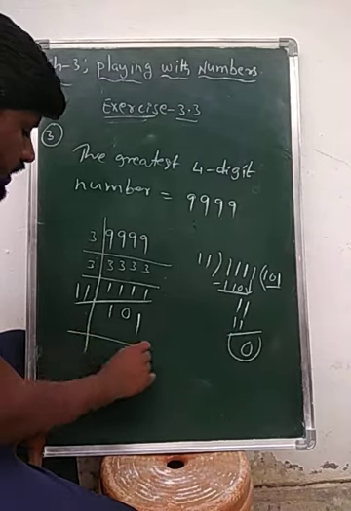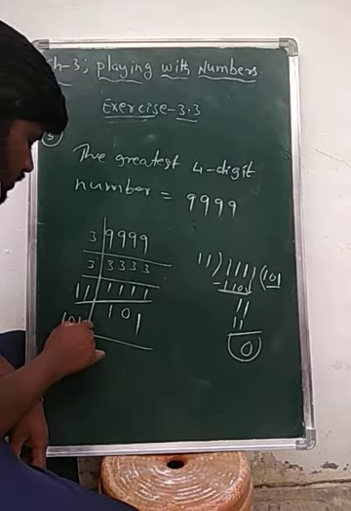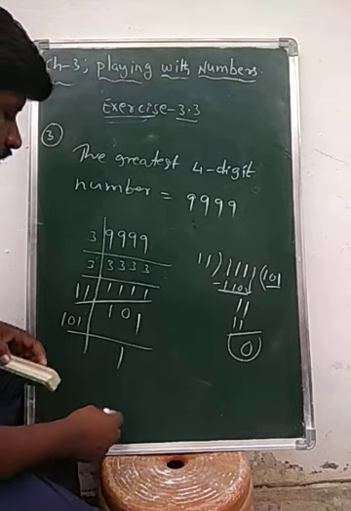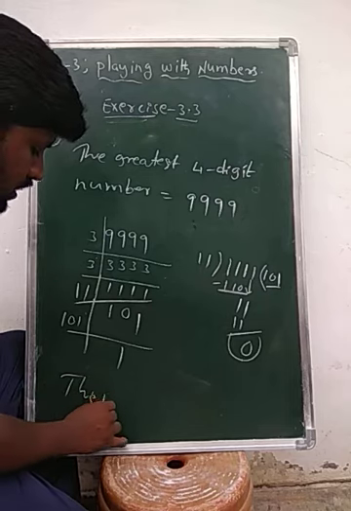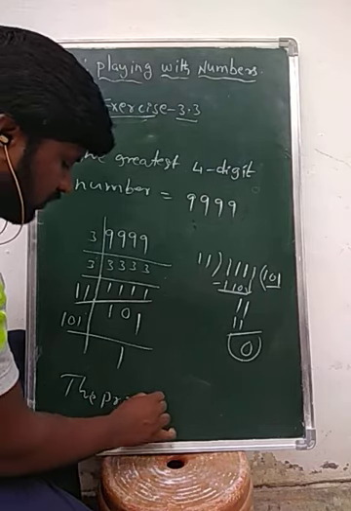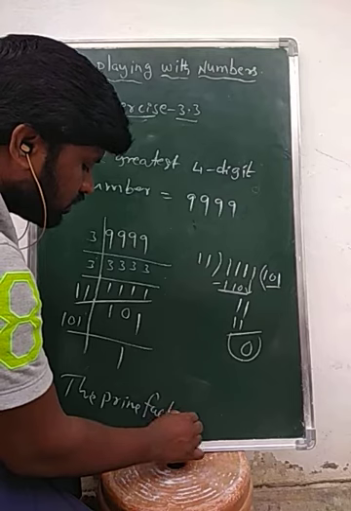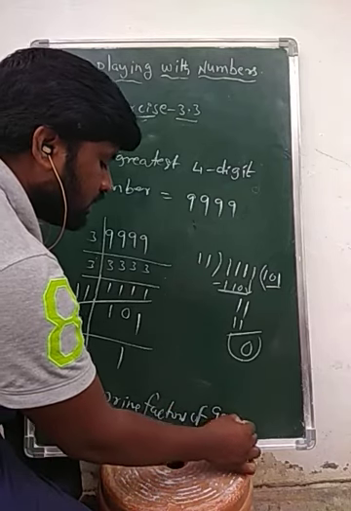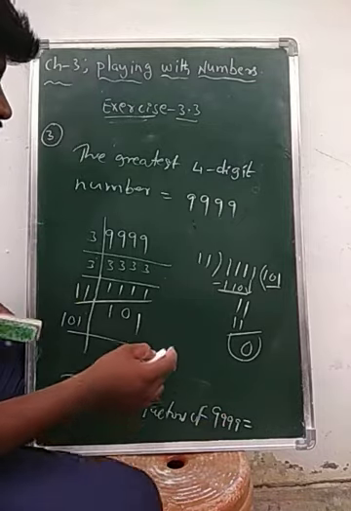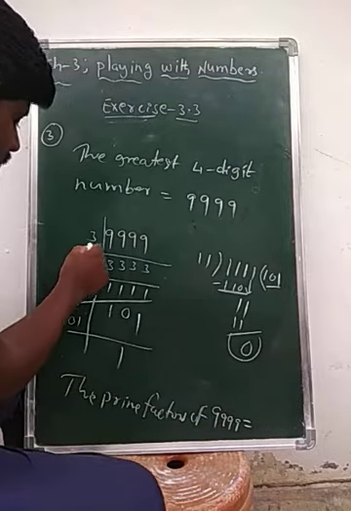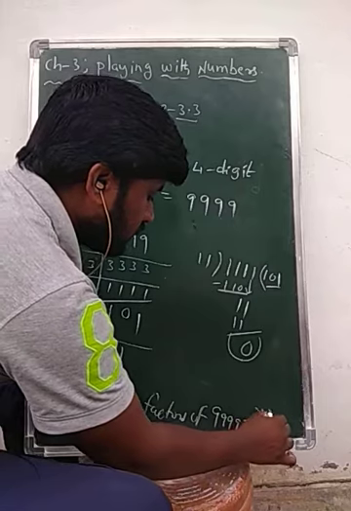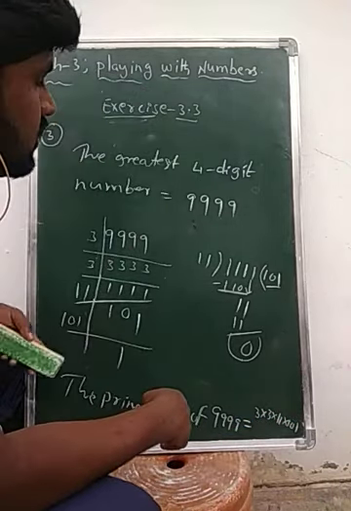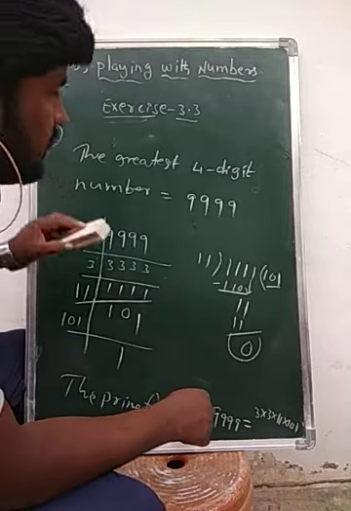Now again, 101 ones are 101. So these are the prime factors. The prime factors of 9999 are equal to 3 into 11 into 101. Okay? So like this you can express.